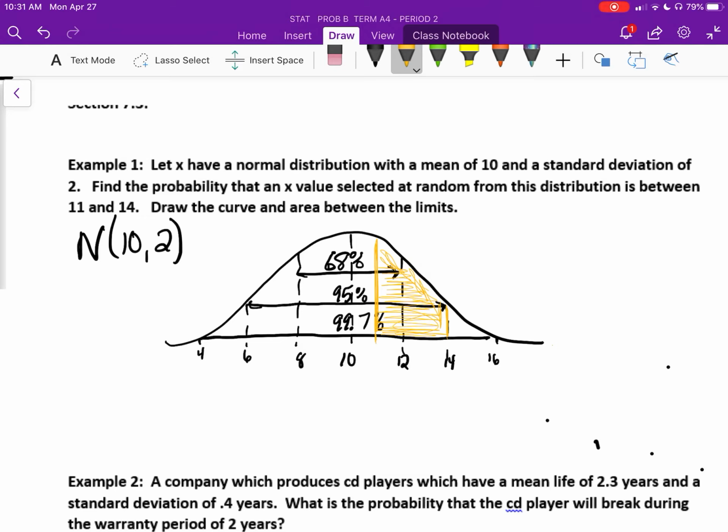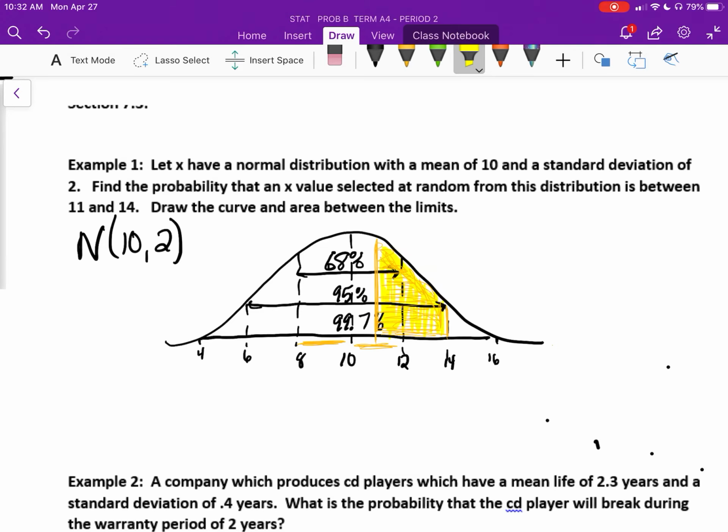So the first thing we notice is that 11 is not right at a number that we like, so we're not going to be able to use our empirical rule. But we can see that it's going to be a chunk, probably bigger than maybe 30%. I know that from experience because this little area between 8 and 10 is 34%, and this little area from 10 to 12 is also 34%. So the chunk I just shaded in probably is going to be around that. I'm going to put some yellow in here.